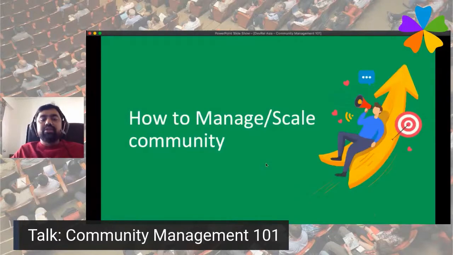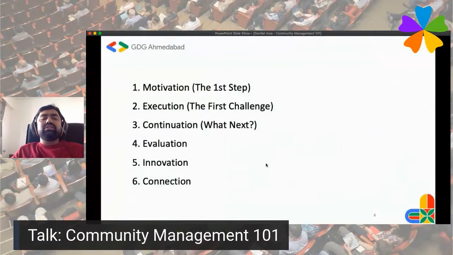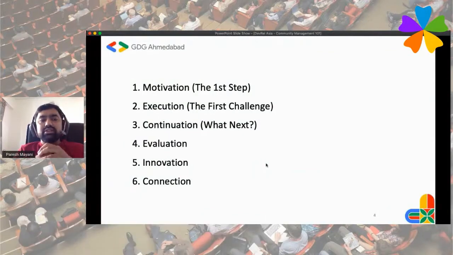Yeah. So basically, I'm going to talk about how to manage, scale, and grow a community. These 6 points I am going to cover during this session: motivation, that is the first step, then execution, the first challenge, and then continuation, evolution, innovation, and connection.